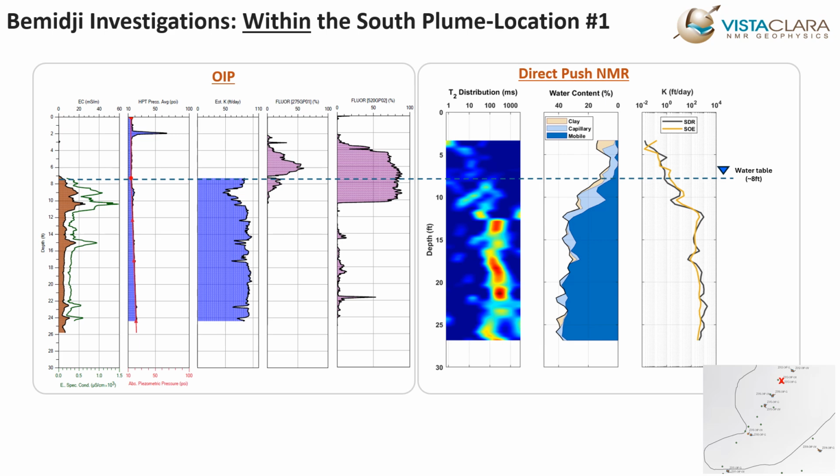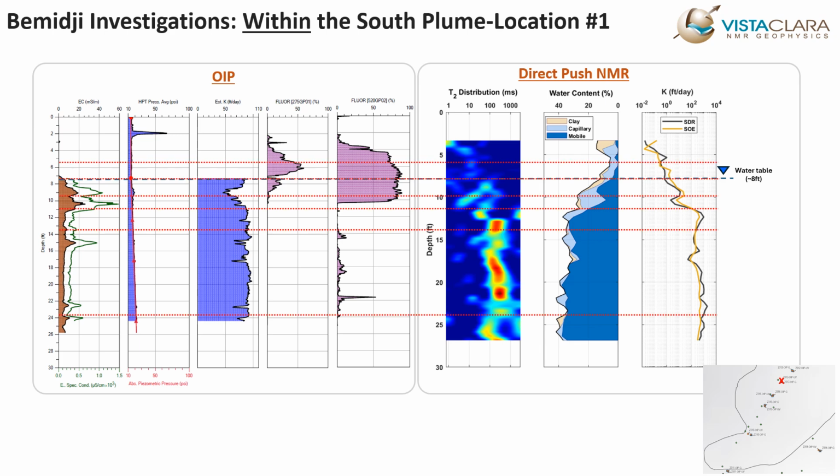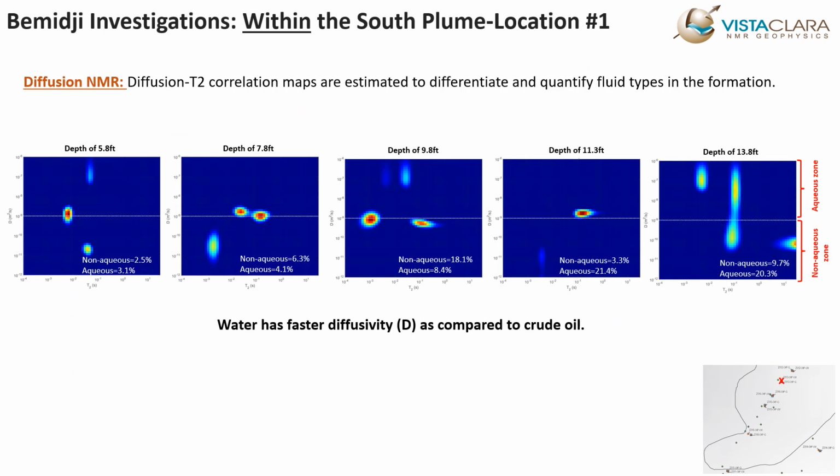So after doing that, we conducted diffusion NMR along this log at 6 different locations, and these locations are selected here with the red lines. So here, just to show you the diffusion-T2 correlation maps that we obtained in that first location within the SOUGH plume. And we use these diffusion-T2 correlation maps to basically differentiate and quantify fluid types in the formation.